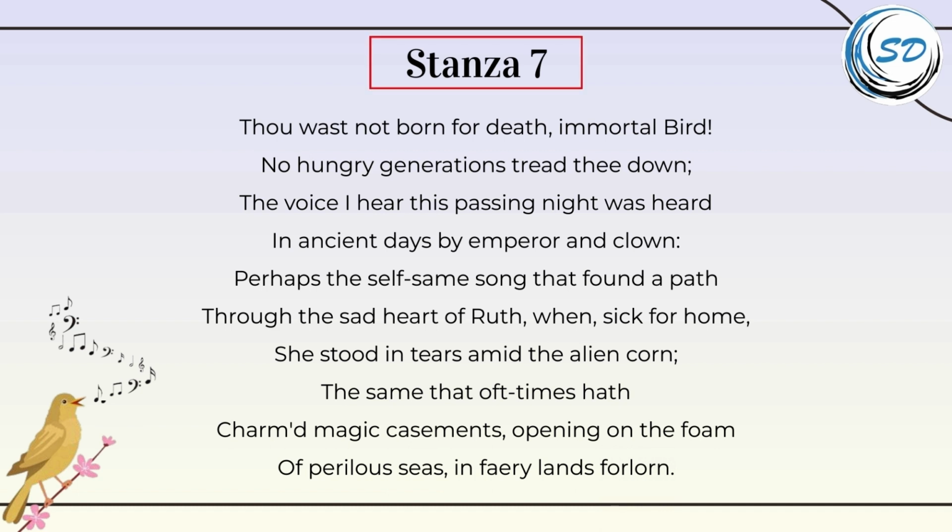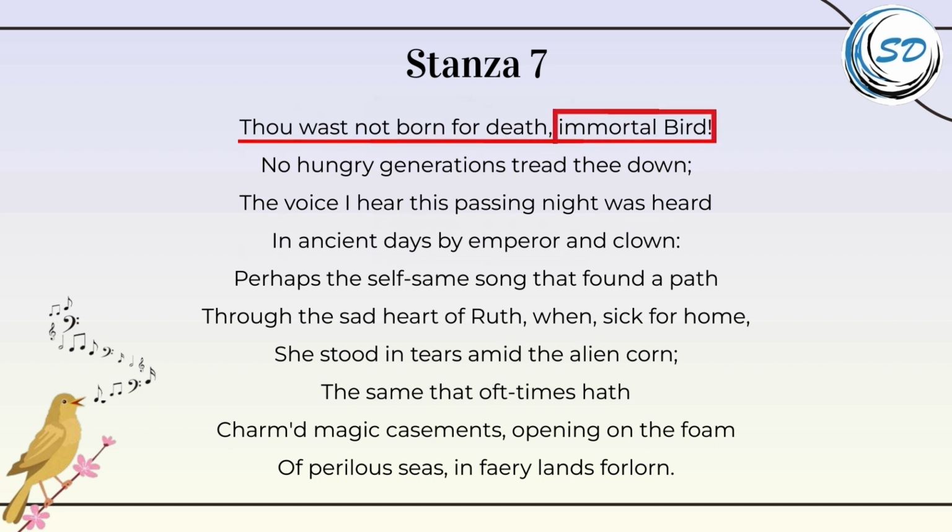In this stanza, the poet celebrates the Nightingale's immortal nature and its timeless song, suggesting that the bird's song has been heard by generations throughout history and continues to captivate hearts across ages. The stanza begins with the poet addressing the Nightingale as an immortal bird. Keats emphasizes that the Nightingale is not subject to the mortal fate of death that humans face.